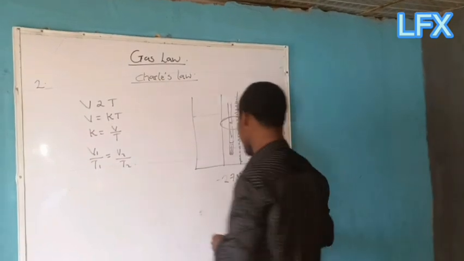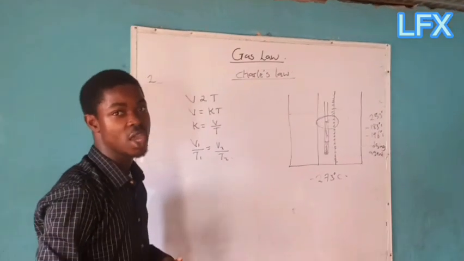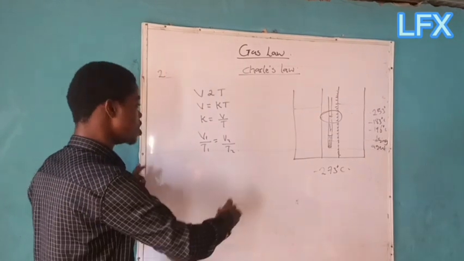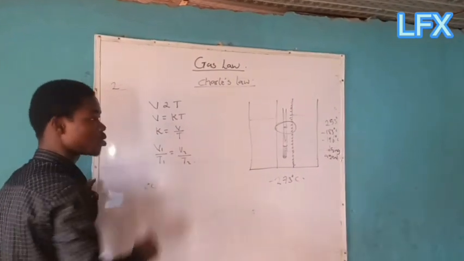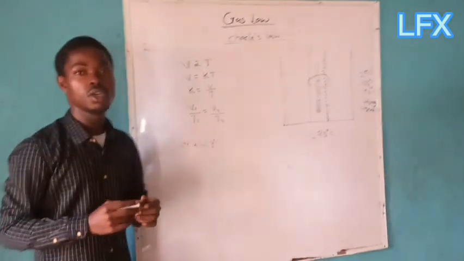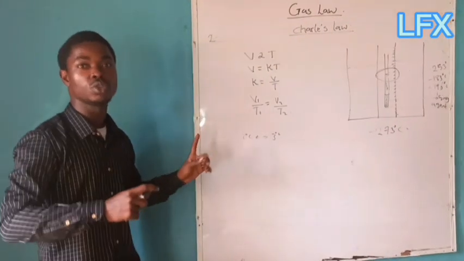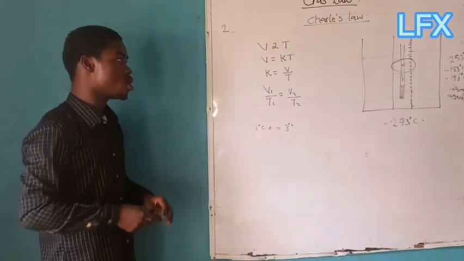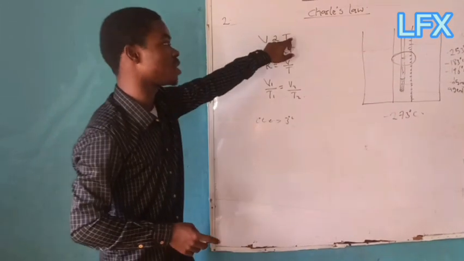That is minus 273 degrees Celsius. And it is always said that once you increase the temperature of a gas, the volume of the gas will increase by 1/273. If you take, for instance, the initial temperature of the gas as 2 degrees Celsius, and then I want to increase the temperature to, let's say, 3 degrees Celsius, for every degree rise in temperature, the volume of the gas will increase by 1/273.